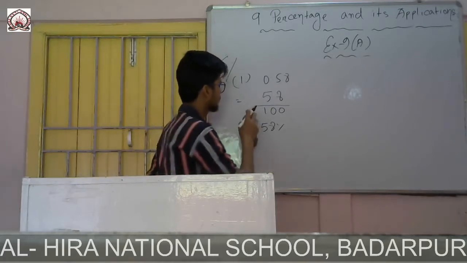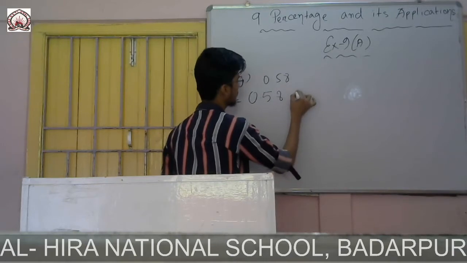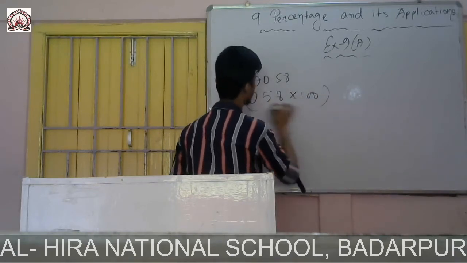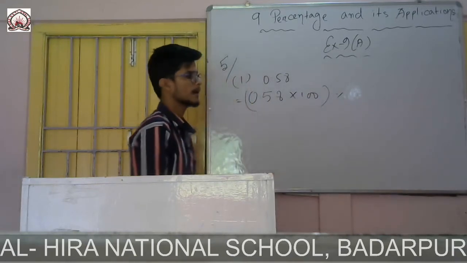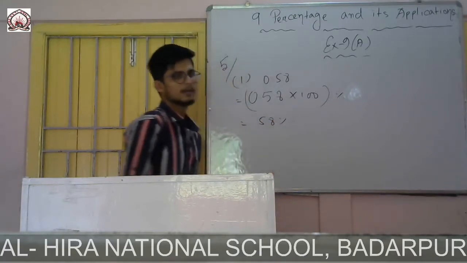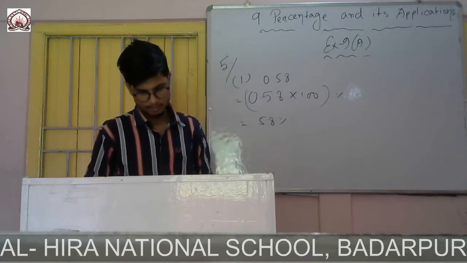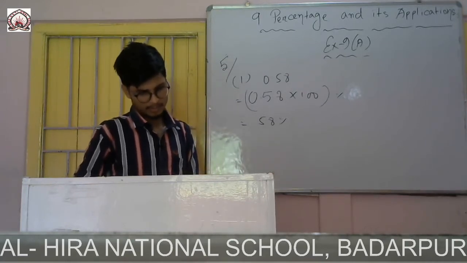Okay, or you can write directly: 0.58 into 100, you simply multiply by 100, it will be easy. So if I multiply by 100 it will be 58%. Okay. Roman 2 and 3 are the same.